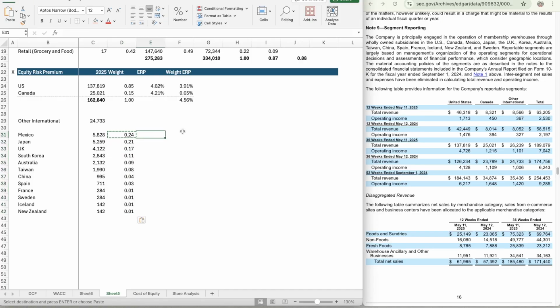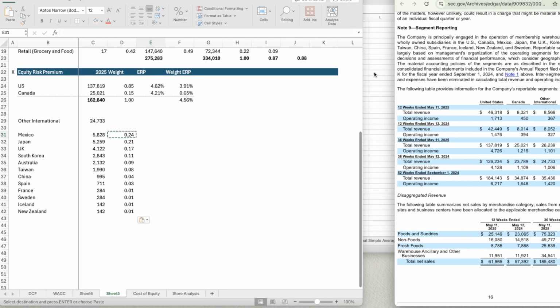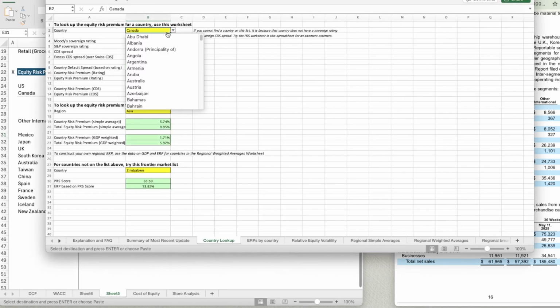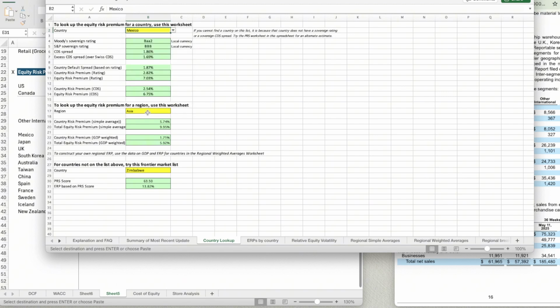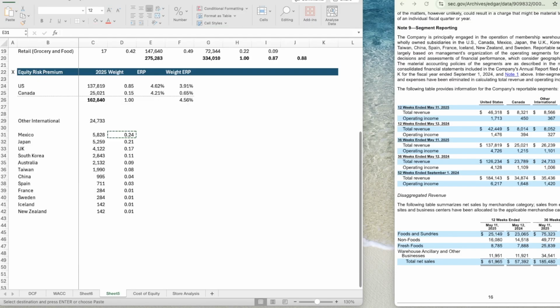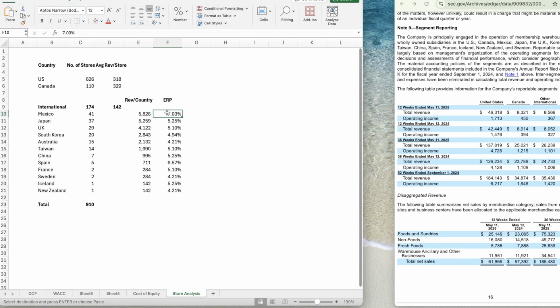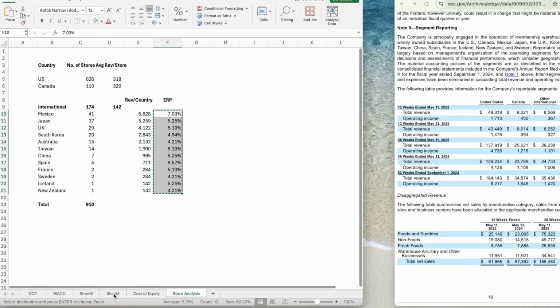And so the ERP, again, what we would do is we would go to the other Damodaran spreadsheet, this one, and we would say Mexico. Where is it? There we go. And that's got an equity risk premium of 7.3. So we would do that for each of these countries, but I've already done it. So let's just copy paste.